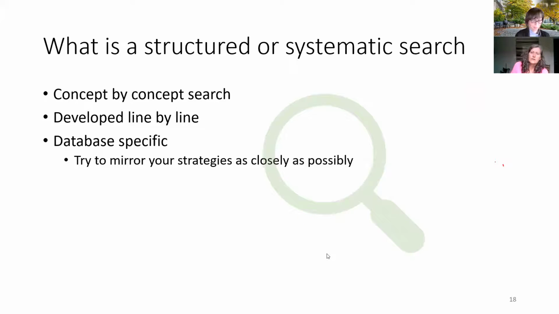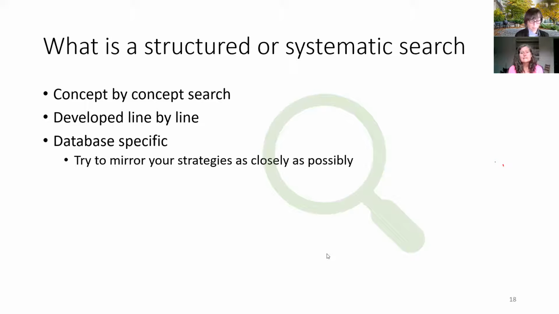So what is different from a literature review would be that the search is done concept by concept and you develop it line by line. So you identify how you want your question to look, but then you do it piece by piece. I think I have an example. You also need to do it in one database at a time, and maybe alter the search for specific databases.